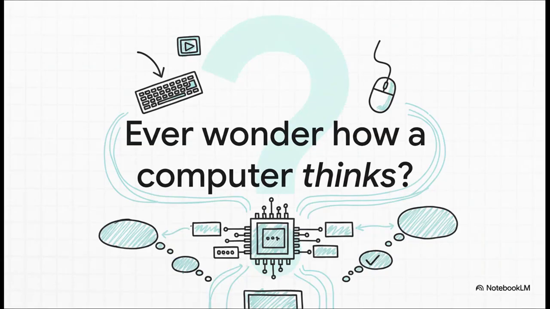So let's just start with that big question right there. When you click an icon, how does a box full of circuits and wires actually think and give you a result? Well, it all comes down to something called computer architecture. And today, we're going to break it all down together.